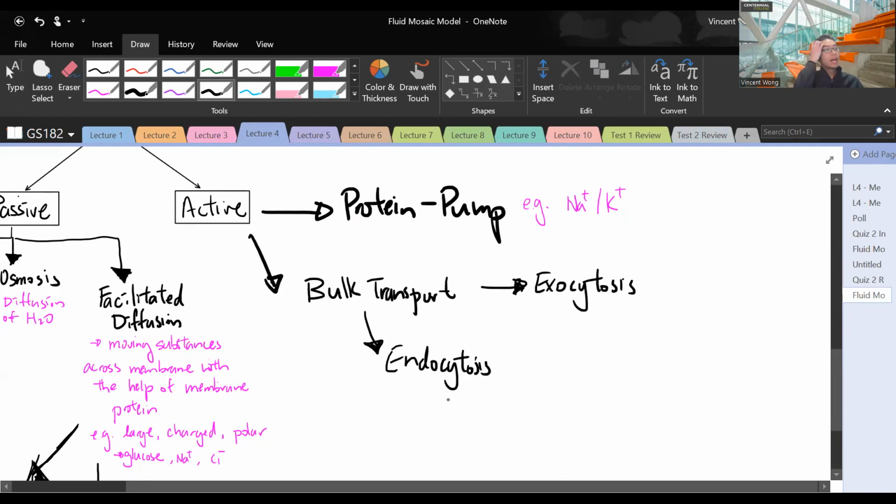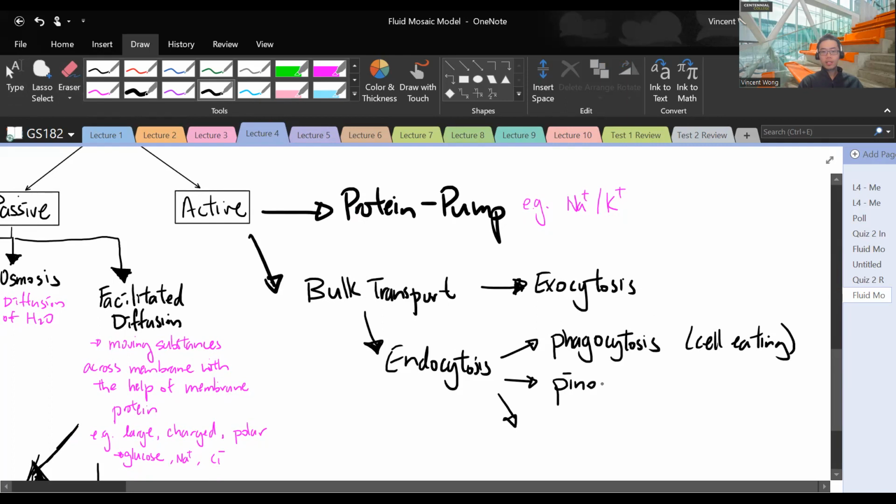On the other hand, we have endocytosis. And depending on what you're bringing in, you will have different forms of endocytosis. There's phagocytosis, which is bringing in solids. So this is cell eating. You have pinocytosis, which is bringing in liquid. So that is cell drinking.